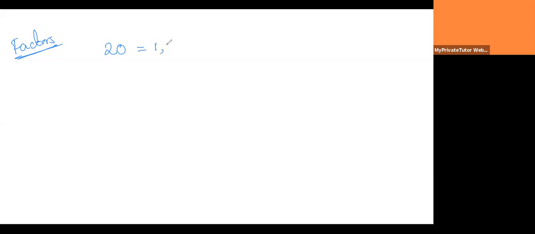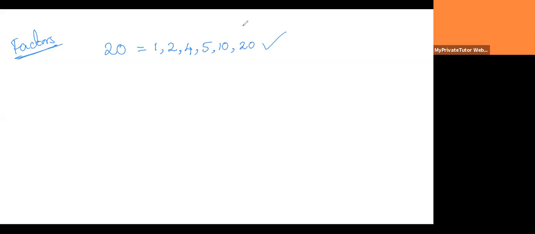20 is divisible by 2. So it is a factor of 20. 20 is not divisible by 3. So we are not writing 3. 20 is divisible by 4. So 4. 20 is divisible by 5. It's not divisible by 6 or 7 or 8 or 9. But it is divisible by 10. So we are already at the halfway mark, isn't it? Half of 20 is 10. So then the final one is 20. 20 is divisible by 20. So these are the factors of 20.